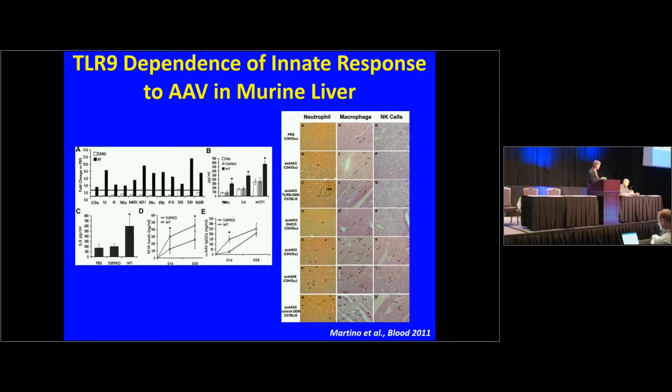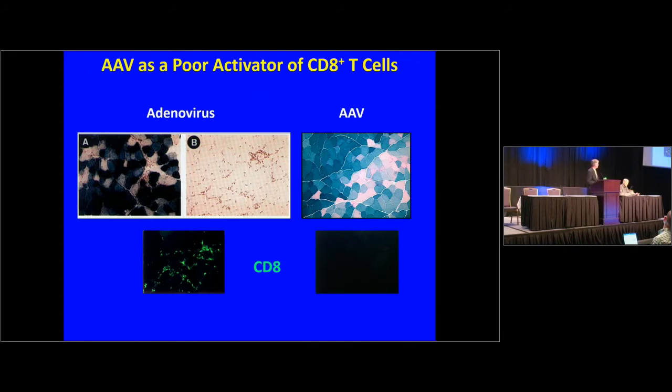This inflammation in the liver seems to be dependent on TLR9 sensing of the AAV genome. So in TLR9 deficient mice, you don't see that, or if you block TLR9 with an oligonucleotide that is inhibitory to the receptor, you can block this response. And when you do that, you actually get somewhat elevated levels of transgene expression. I think we heard some more exciting applications of that this morning. So that's, in a nutshell, the innate immune response and what we know about it at this point.